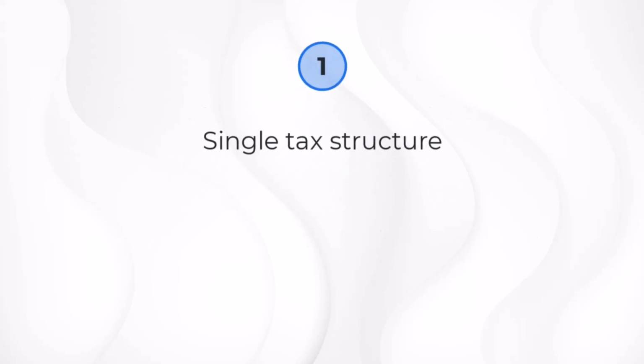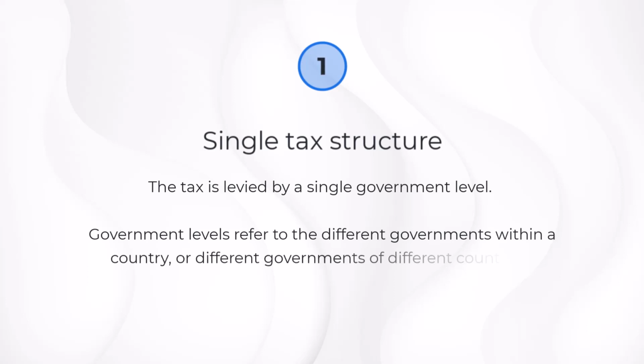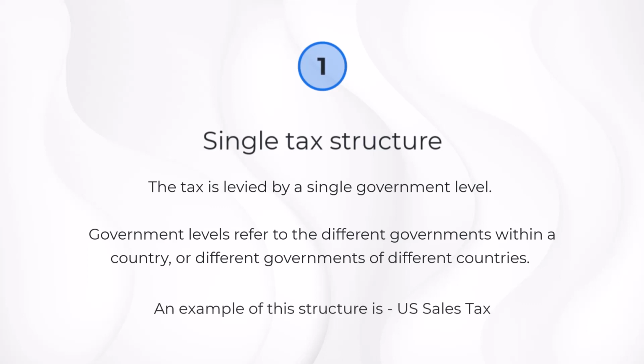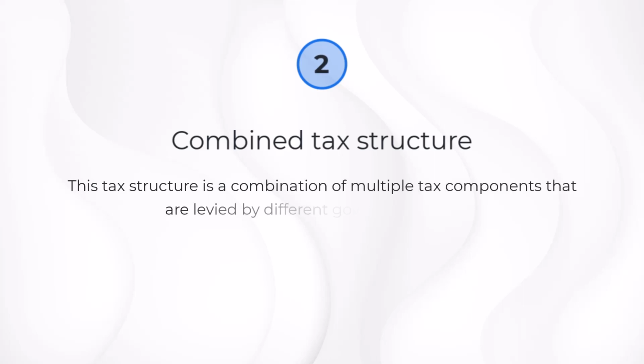In a single tax structure, the tax is levied by only one level of government. Government levels can refer to the different governments within a country, such as the federal, state, local, district, and union territory governments, or different government agencies within a country. It can also refer to the governments of different countries. An example of the single tax structure is the U.S. sales tax, which is charged by the U.S. federal government.